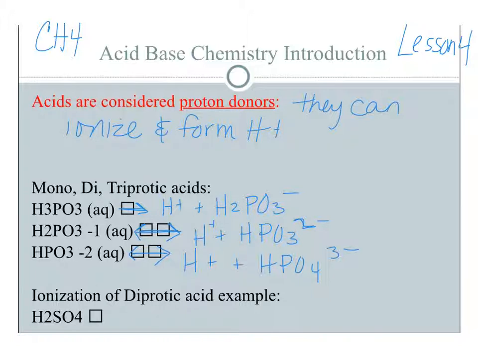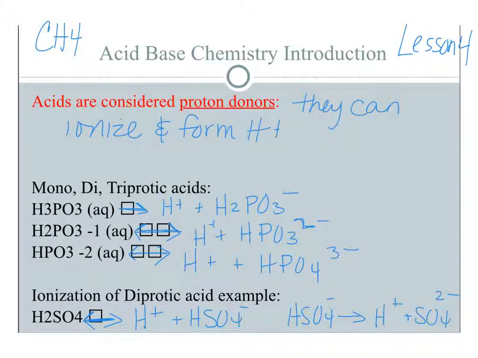And an example of a diprotic acid, very similar, I'm going to have one H come off and I'll be left with HSO4 minus, and then the HSO4 minus dissociates into H plus SO4 2 minus.